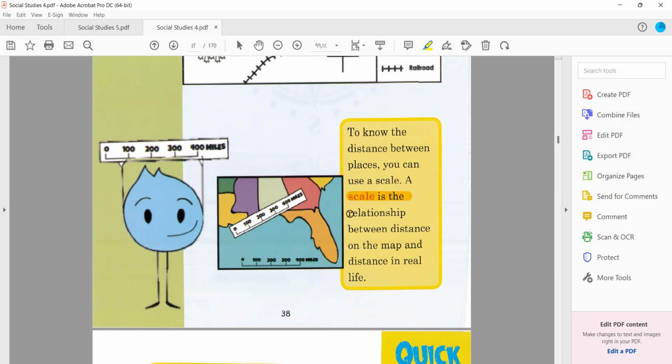And the scale is the relationship between distance on the map and distance in real life, okay? So it is not like a ruler, no. We can see that this distance scale is set from 0 to 400 miles. So the distance from here to here is 400 miles in real life.